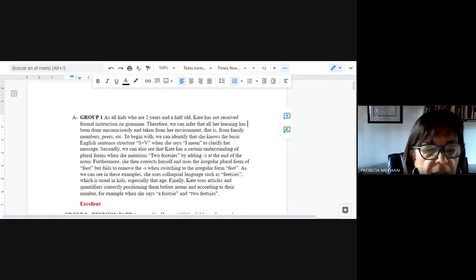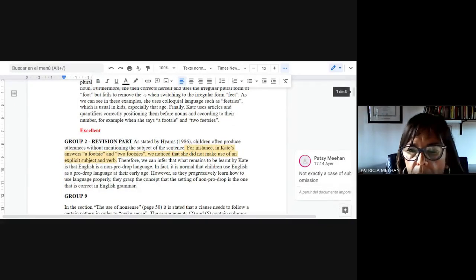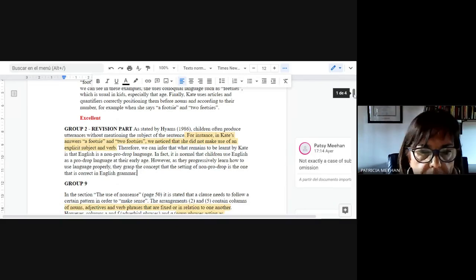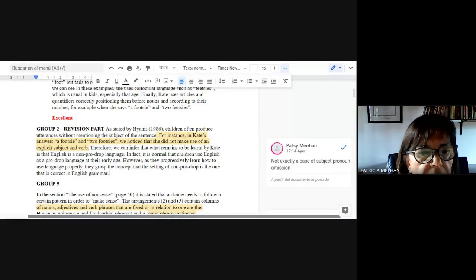And then there was the group that revised on it. I don't know if you can scroll down so that we can see, at least I cannot see what they add. They say, "As stated by Hyams, children often produce utterances without mentioning the subject of the sentence. For instance, in Kate's answers, a footsie and two footsies, we noticed that she did not make use of an explicit subject and verb." And I wrote, this is not exact.